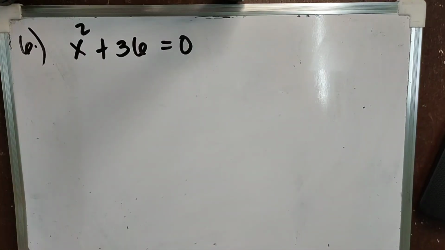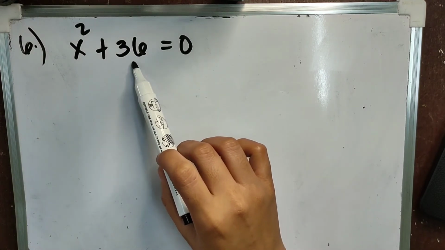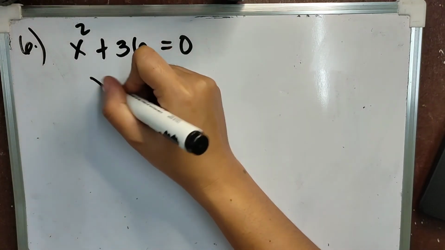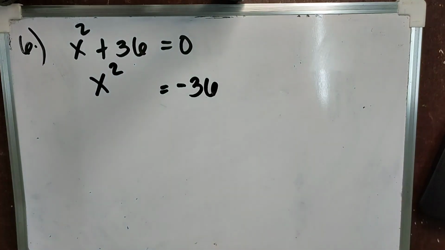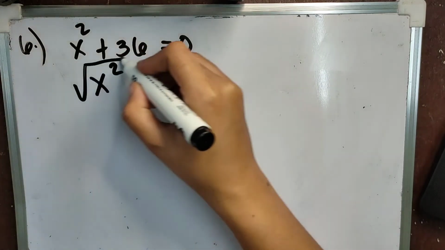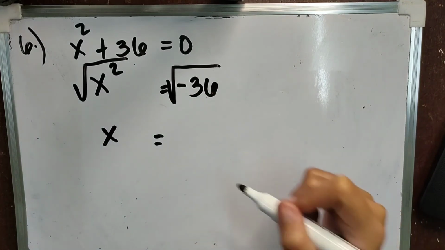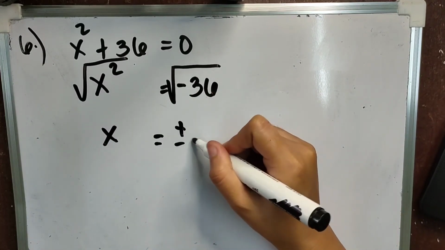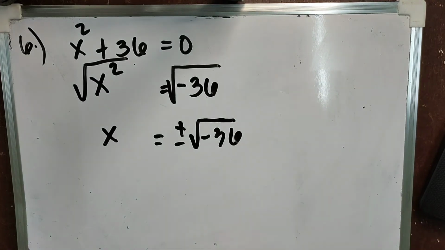Example number 6. We have x squared plus 36 equals 0. Okay? Transpose the 36 to the right side. So we have x squared equals negative 36. And then apply the square root property. So we have x equals plus minus square root of negative 36. Now this is our final answer.